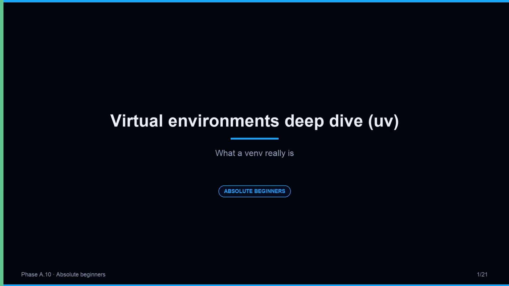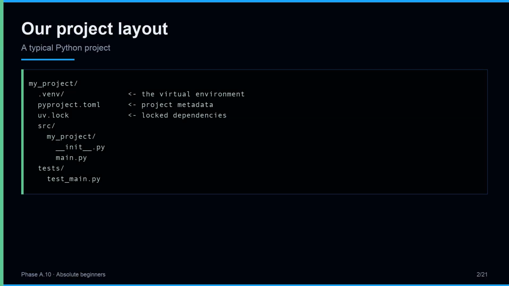Look underneath the tool. Here is what a typical project looks like on disk. You see a folder named .venv, that is the virtual environment, a private Python install for this one project. Next to it sits pyproject.toml, the file that describes your project and its dependencies. uv.lock is the lock file, it records exact versions. Source code lives under src, tests under tests. Hold this picture, a project is a folder with a venv, a manifest, and a lock file.